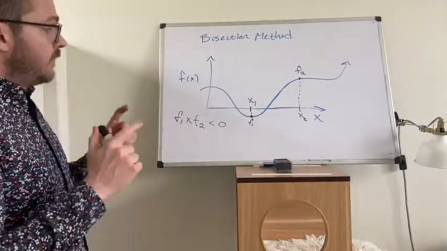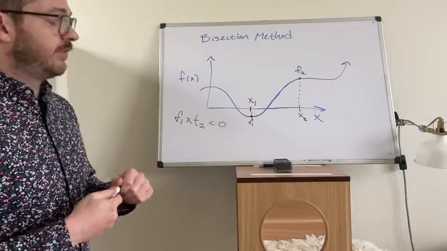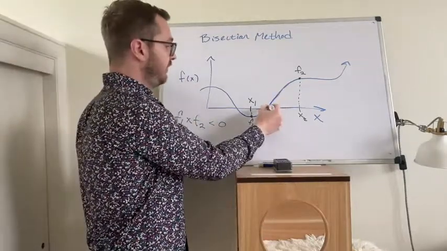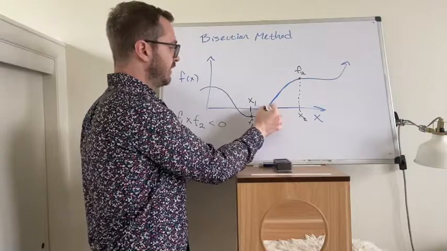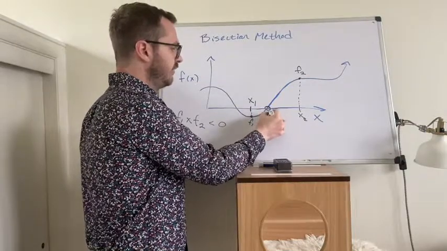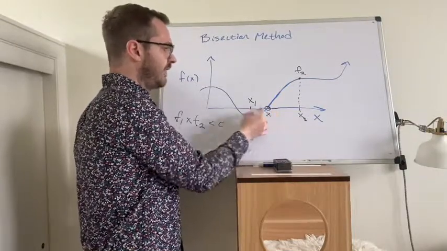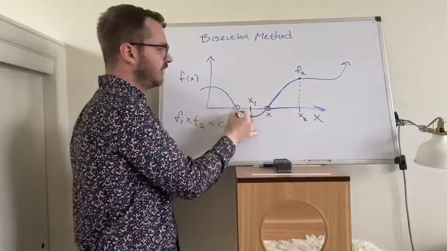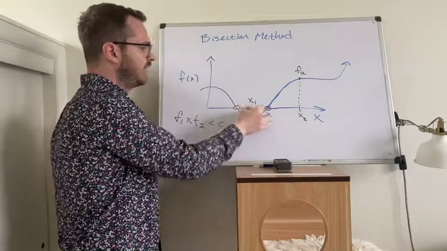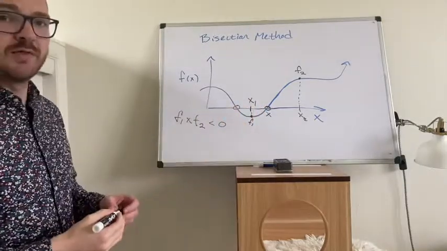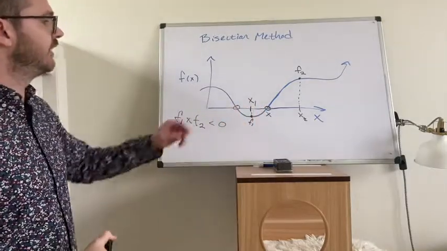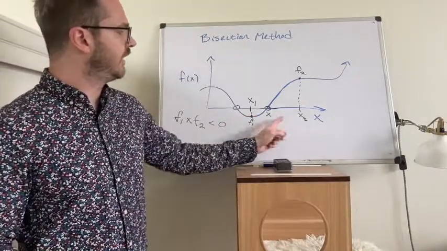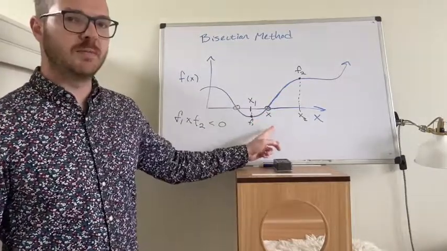Now, remember the goal of this is to find the root, right? So what is the root on this? It's this number right here. It's the value of x, right? That makes f of x equal 0. Similarly, there's also a root here. So either of these two would be acceptable roots. Now, for the interval we selected, x1 to x2, there's only one root in between.